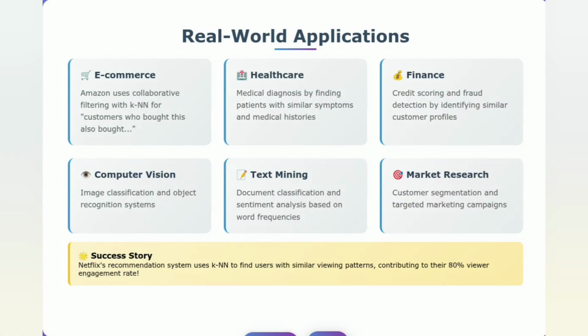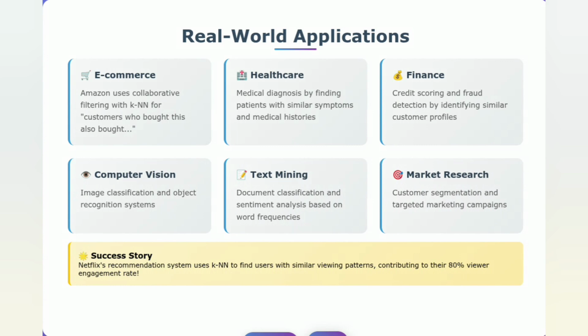KNN has numerous real-world applications across different industries. In e-commerce, it powers recommendation systems. Amazon uses collaborative filtering based on KNN to suggest products based on similar customers' purchases. In healthcare, it's used for medical diagnosis by finding patients with similar symptoms and medical histories. Financial institutions use it for credit scoring and fraud detection by identifying transactions or customers similar to known cases.